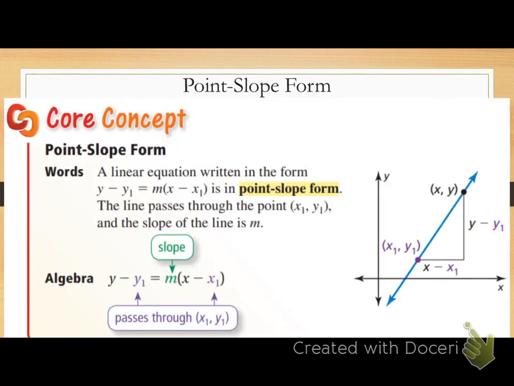Okay, let's go ahead and move on. Here's the general form for point-slope form. A linear equation written in the form y minus y1 equals m times x minus x1 is in point-slope form. The line passes through the point x1, y1, and the slope of the line is m. So you need to have point-slope form written down, and you need to get it memorized. Y minus y1 equals m times x minus x1.